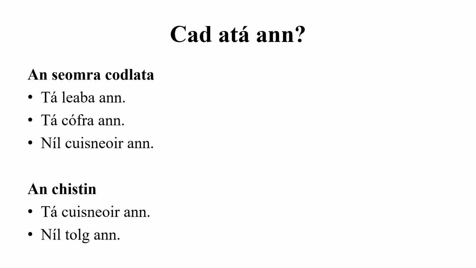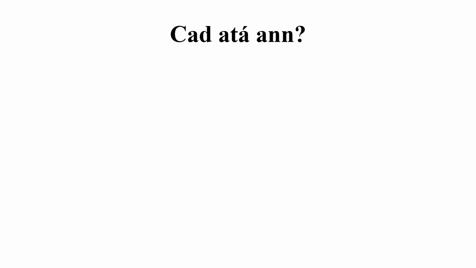So the structure is tá, rud éigin, something ann. There's something there. So think about each room and the furniture or the appliances that are there. And maybe think through each room and make 3 sentences about each room, saying something that's there, something that's not found in that particular room. Cad atá ann, what's there? So tell me, cad atá ann? An seomra suí.